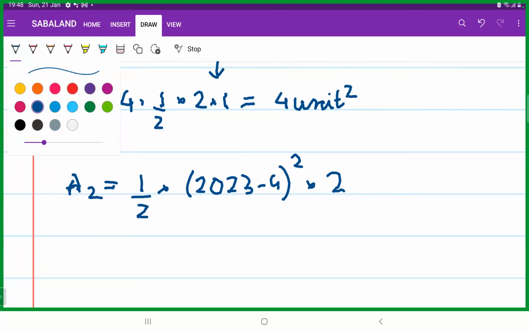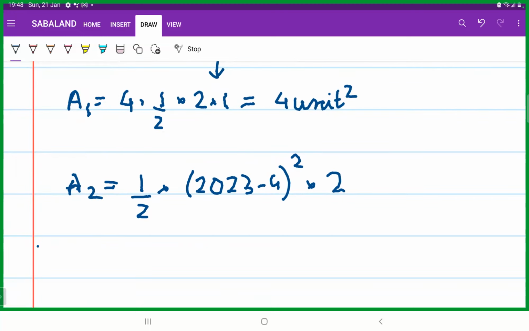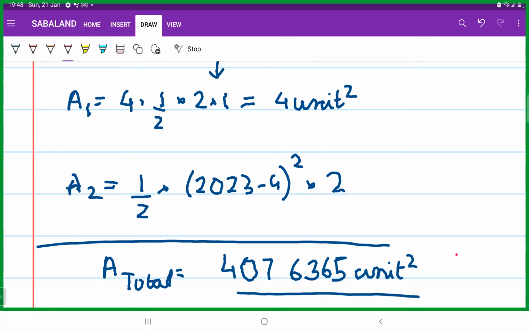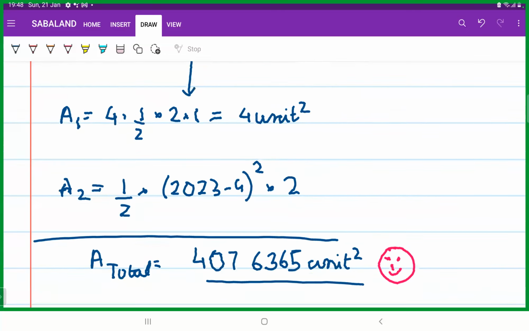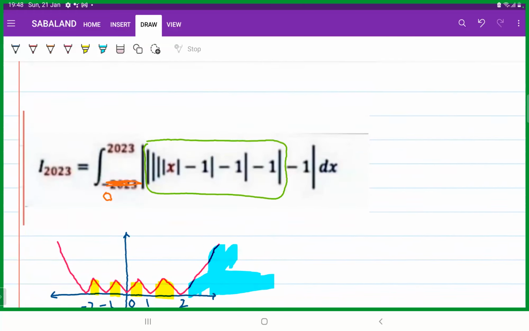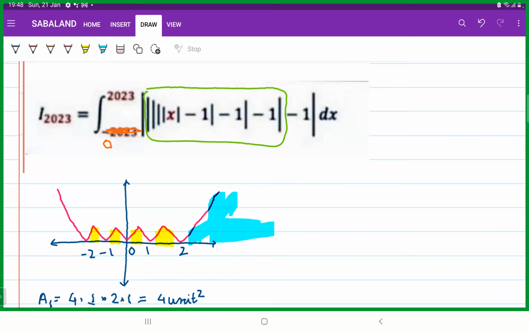And when you sum up these two areas, the total area will turn out to be a very big number, 4076365 unit square. So that is the answer for you. I hope you have been able to understand how to approach this question. It might seem very daunting at first, but it's not very difficult to simplify. Thank you.